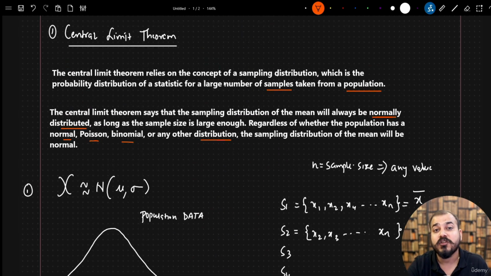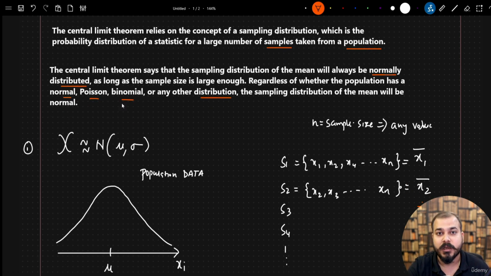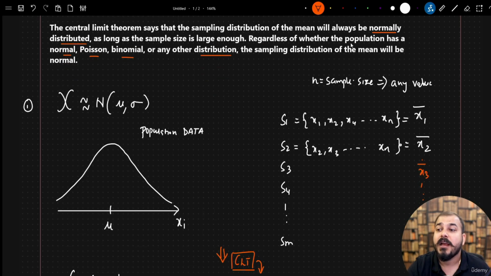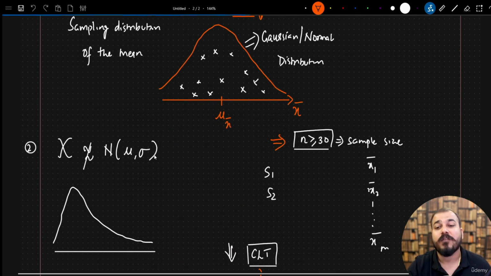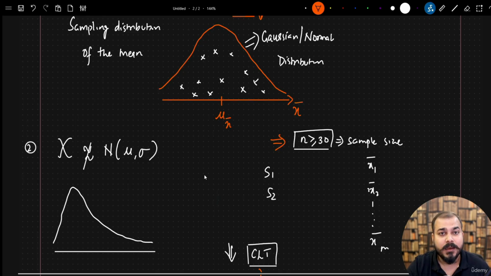The central limit theorem relies on the concept of a sampling distribution, which is the probability distribution of a statistic for a large number of samples taken from a population. The central limit theorem says that the sampling distribution of the mean, whatever mean we have calculated, will always be normally distributed as long as the sample size is large enough, regardless of whether the population has a normal, Poisson or binomial distribution. When I say Poisson or binomial, it is basically not following a Gaussian distribution. Okay. Now this was one very important statement that we can come up with from the central limit theorem.